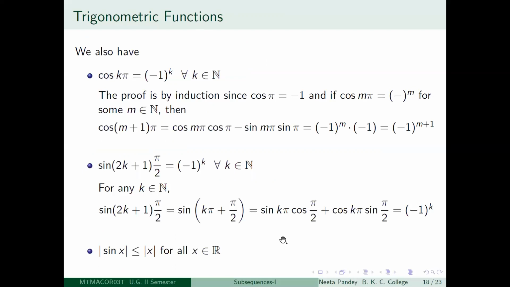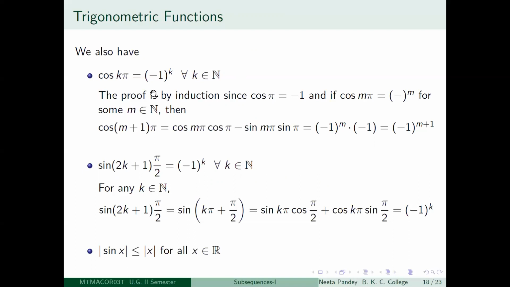Okay, now where I wanted to stress was this particular thing, which you might not know, or you may know also. Let me just give the proof. So cos k pi is minus 1 to the power k. This is actually true for every integer, if you like, but that is ridiculous. So let us just talk for positive integers, because it will automatically happen there.